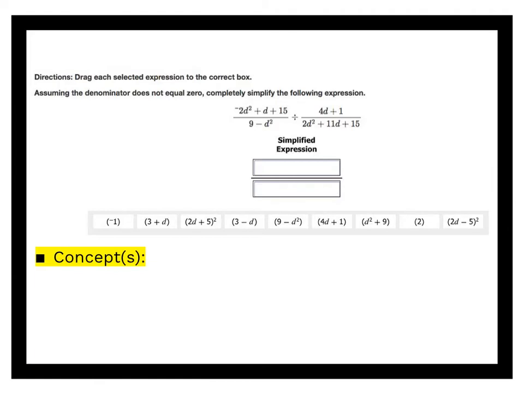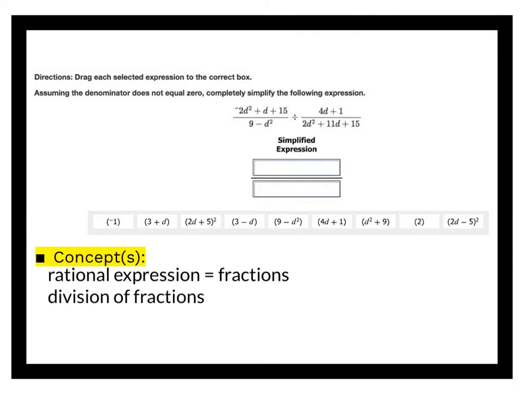And then we have a rational expression. Rational because it includes fractions. That's our first concept here. We're dealing with fractions. Second of all, we're dealing with division of fractions. That means that I want to be thinking about how I keep the first fraction, switch it to multiplication, and then flip the second fraction over, because that's how we do division with fractions. We multiply by the reciprocal.